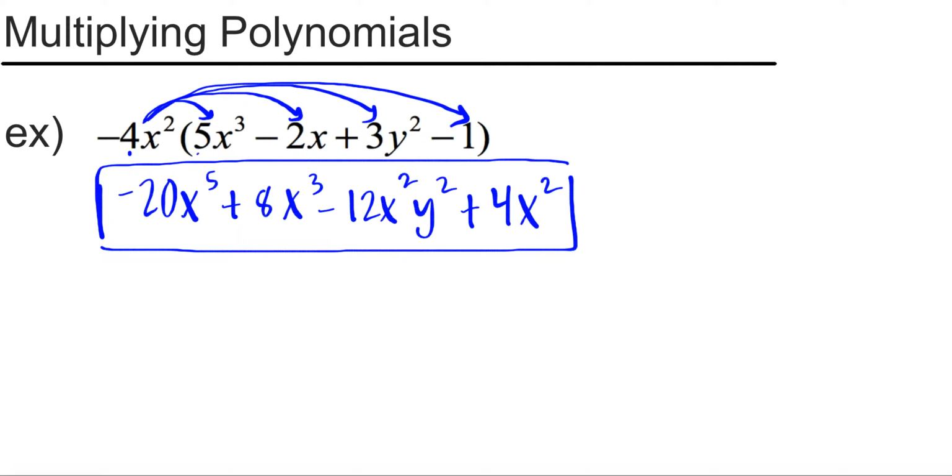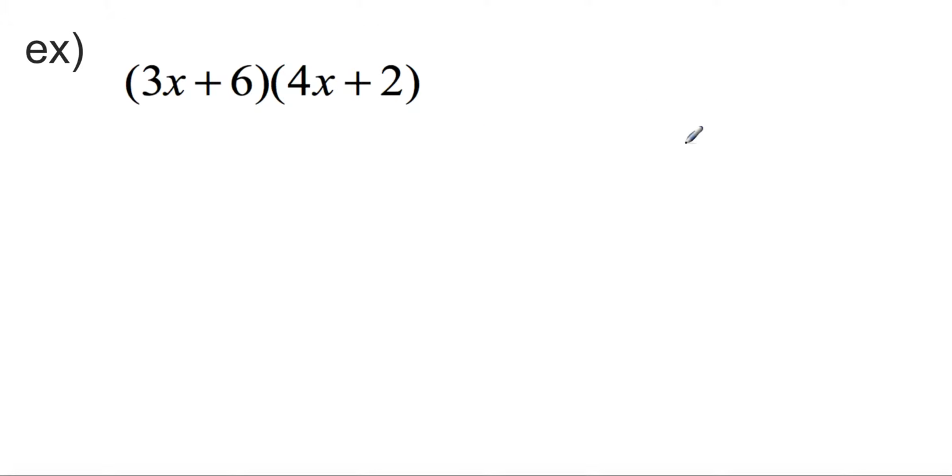Second multiplying polynomials problem you might see on your ACT is when you have a product of two binomials. So here we have 3x plus 6 times the quantity 4x plus 2. And when you look at that, you may remember the acronym FOIL. And that just reminds us to multiply each piece together. So we're multiplying, we're distributing, we're foiling. All those words mean the same thing.